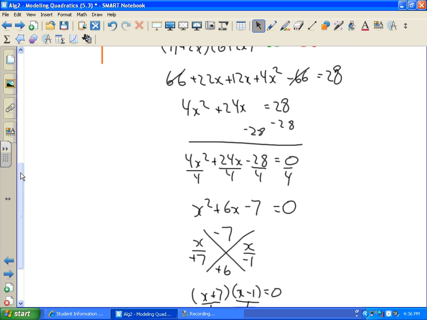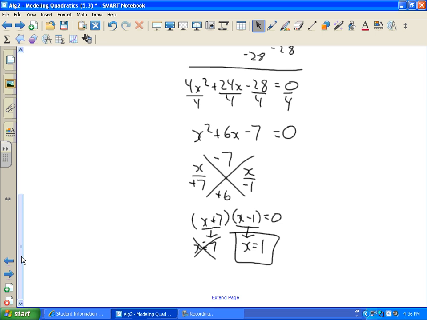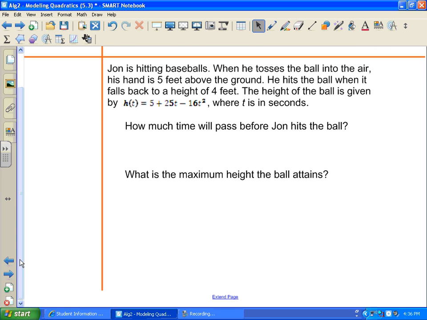Okay. Let's go. John's hitting baseballs. What's the next problem? Let's see. John's hitting baseballs.